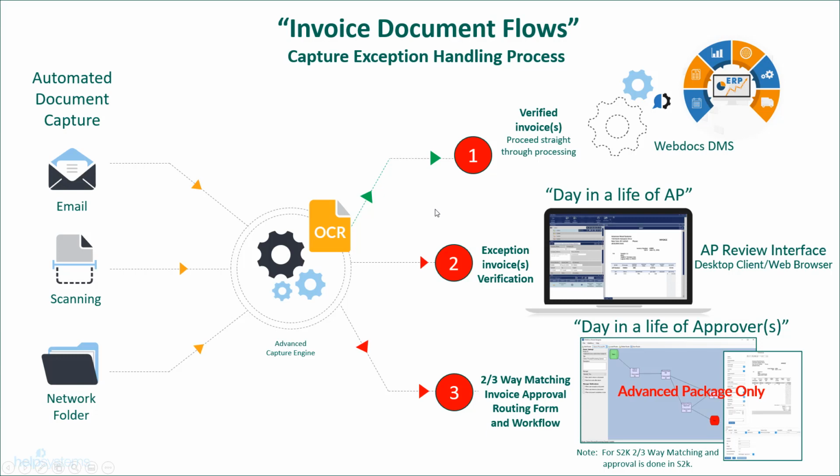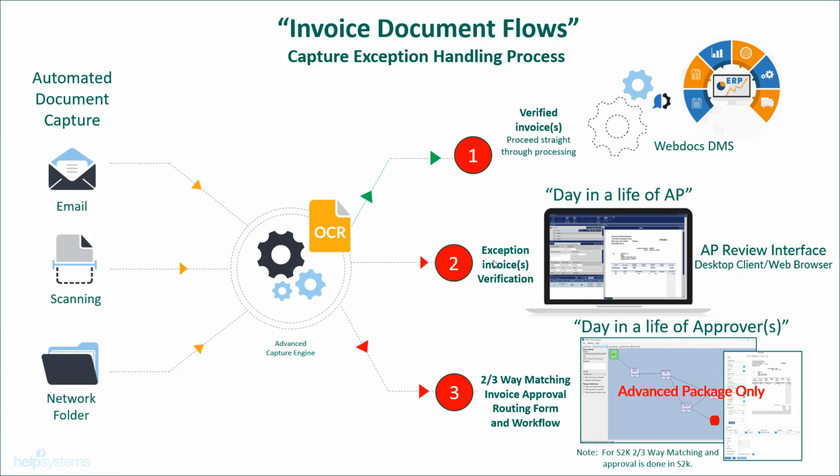There are three different areas that this can flow through. The first is called straight through processing. This is the ultimate process up on top. Everything goes to what we call verified processing, and all the business rules pass. Everything goes into the Webdocs system, the data goes to the ERP system, and everything's done and goes to vouchering and payments.